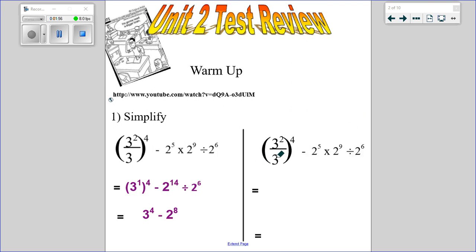You could have done it this way as well. We could have done it by the power quotient rule. A power to a power, we multiply exponents. So this 4 will go with the 2, so it'll become 3 to the 8th divided by 3 to the 4th, which still reduces to 3 to the 4th. So it doesn't matter which way you do it, you still get the same answer, 3 to the 4th minus 2 to the 8th.